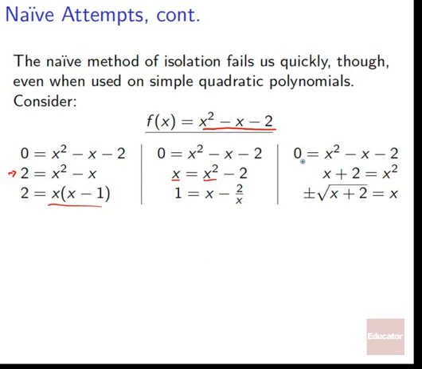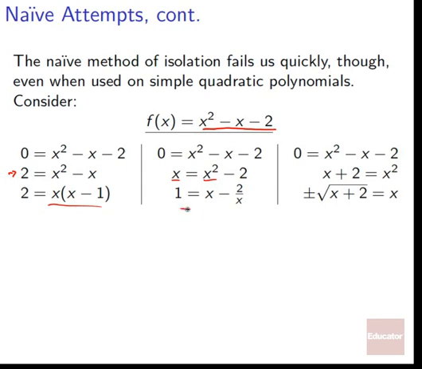Let's try again. 0 equals x squared minus x minus 2. So let's move over everything but the x squared. Maybe x squared is the problem. So we'll get x plus 2 equals x squared. We take the square root of both sides. We remember to put in our plus minus signs. Plus minus square root of x plus 2 equals x. I don't really know how to figure out what x's go in there to make that true.